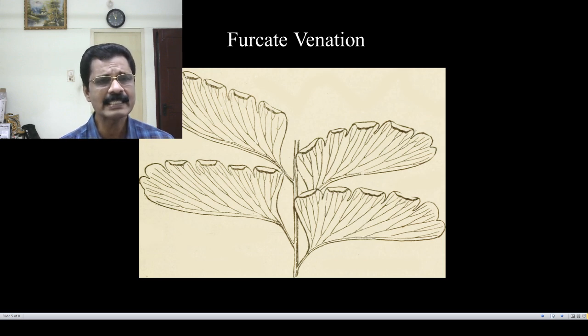Now we are discussing the morphology of angiosperms. We are concentrating only on reticulate venation and parallel venation, which are seen in angiosperms. And here you can see furcate venation seen in pteridophytes, especially ferns. Okay, could you follow me?